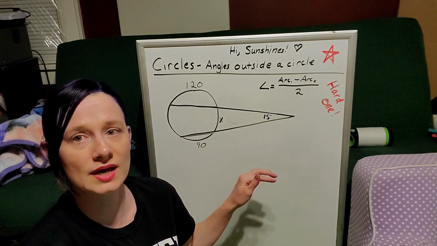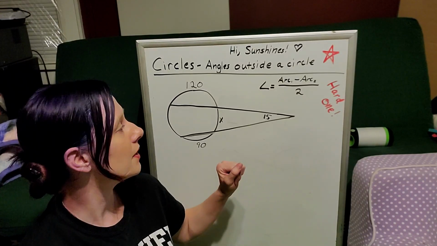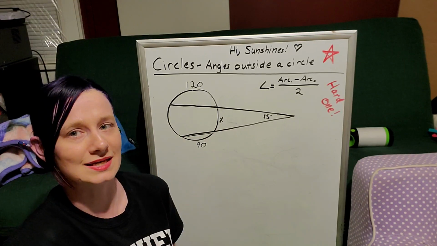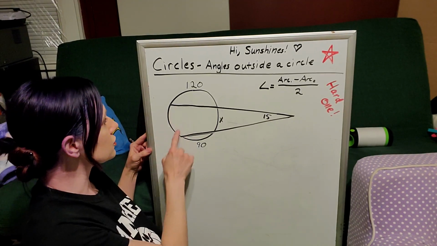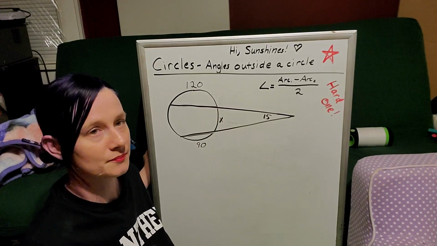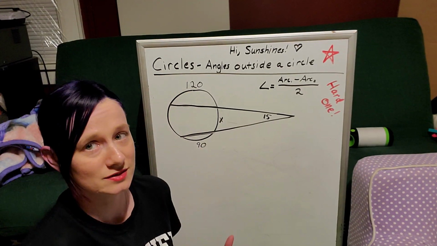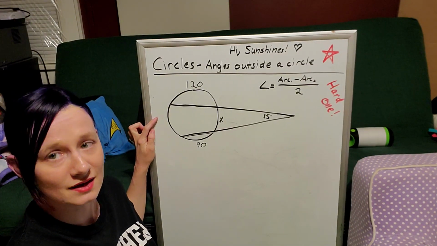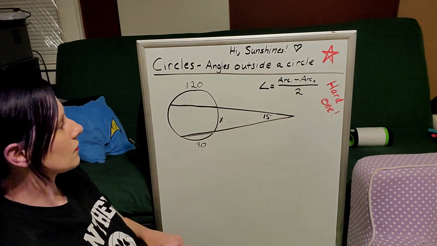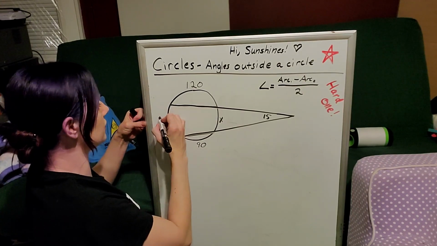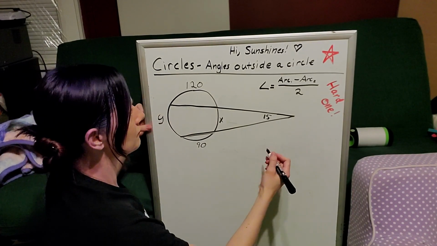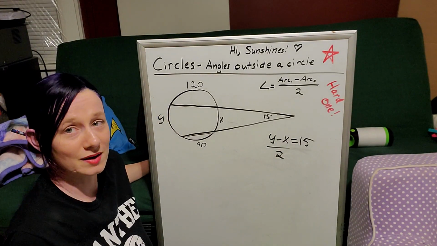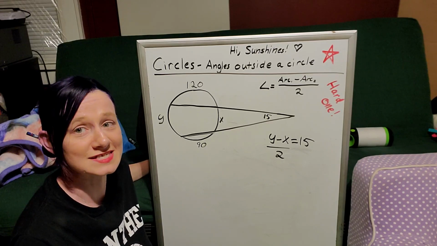So we're still doing angles outside of a circle, but this time I didn't give you either of the arcs that you actually need. So these are the two arcs that are going to go into your formula. I gave you the other two arcs, so you're able to subtract, but you're still going to end up with this one in terms of x. So this one here, you could think of it as y. So I've got y minus x over 2 equals 15.